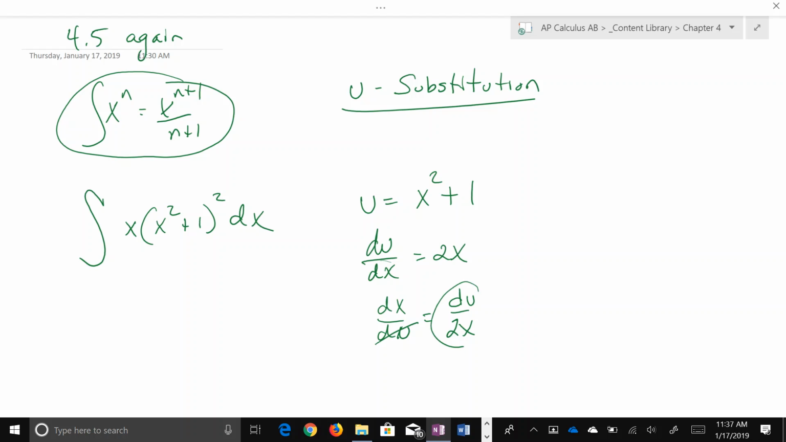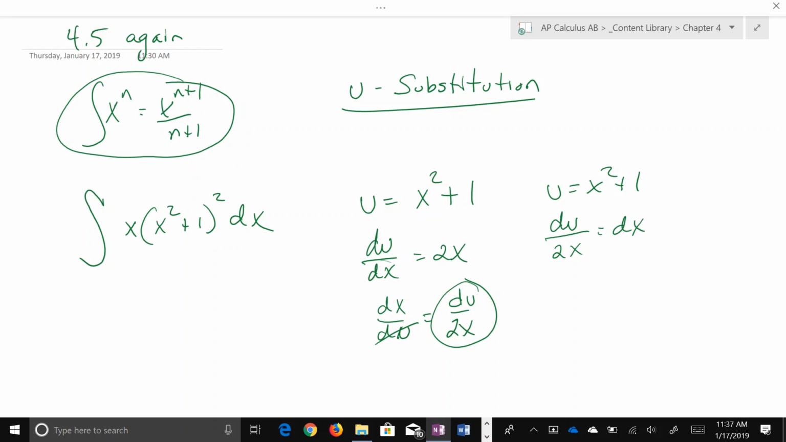So dx is du over 2x. Let me show you a way that will always work, okay? Watch this. This is a process as a student and as a calc person. When you go to integrate this, this is what you're going to do. You just immediately write 2x du over the derivative equals dx.